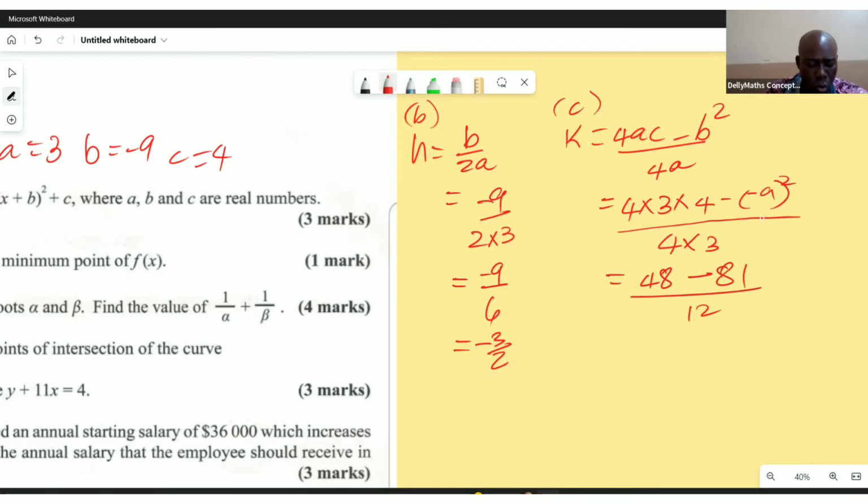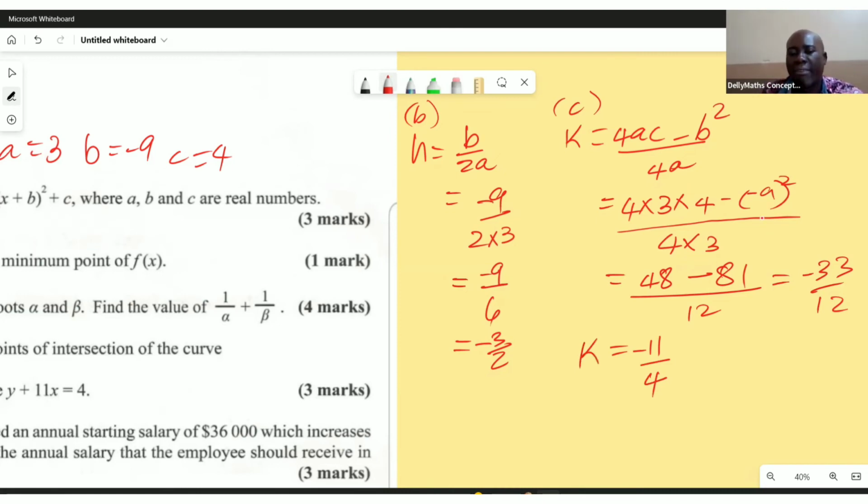So let us quickly work out that. All right. So 48 minus 81. So we have a negative 33 over 12. And if I divide through by, say, 3, I'll get negative 11 over 4. So my k value is negative 11 over 4.